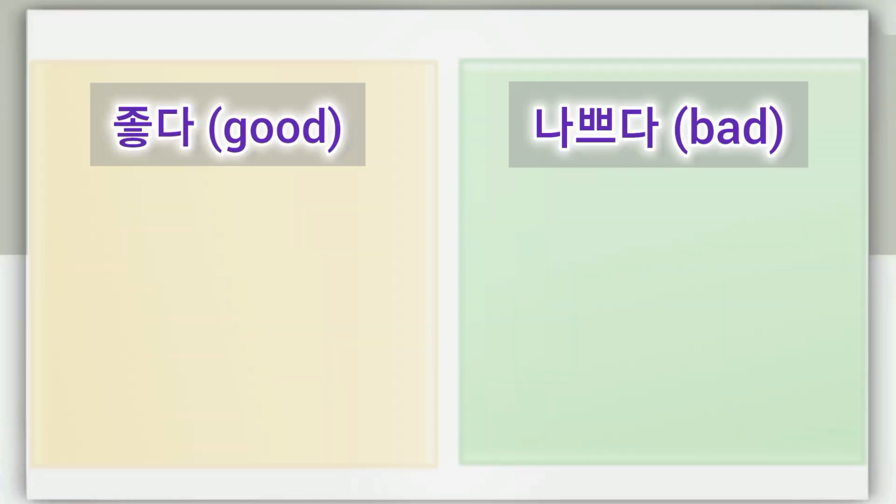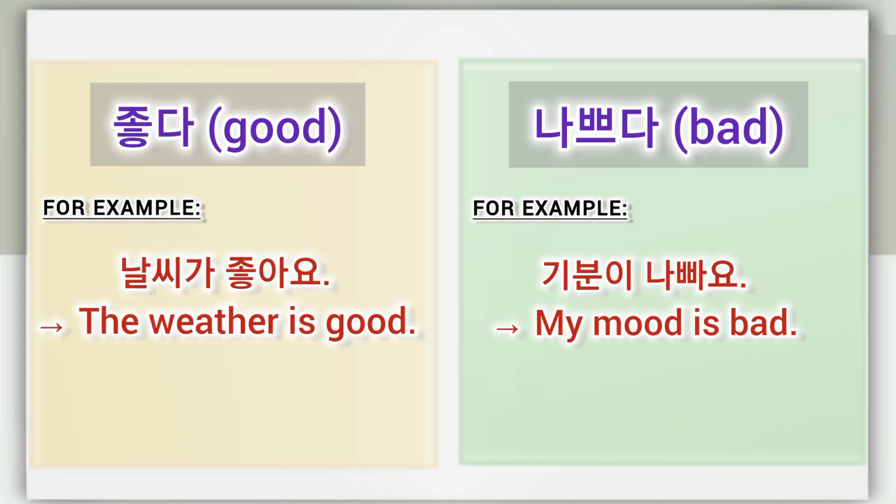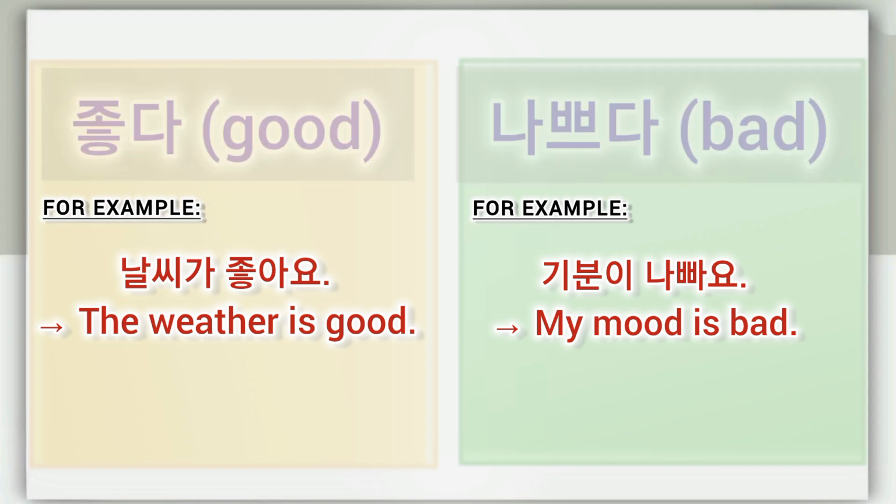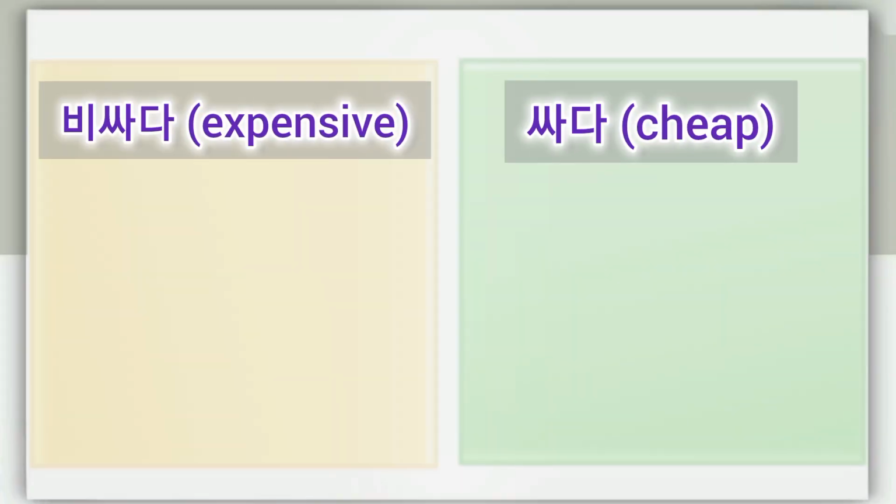좋다 good, 나쁘다 bad. For example, 날씨가 좋아요. The weather is good. 기분이 나빠요. My mood is bad. 비싸다 expensive, 싸다 cheap.